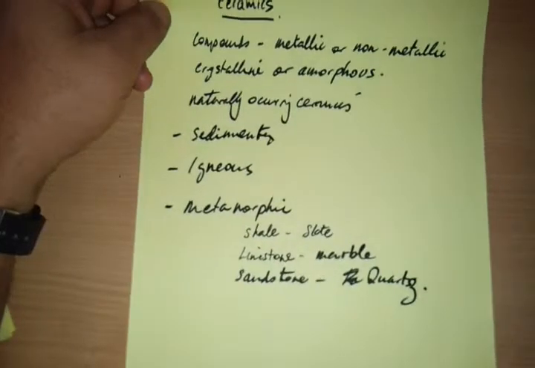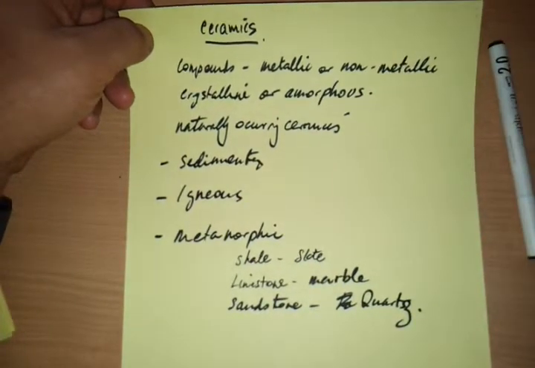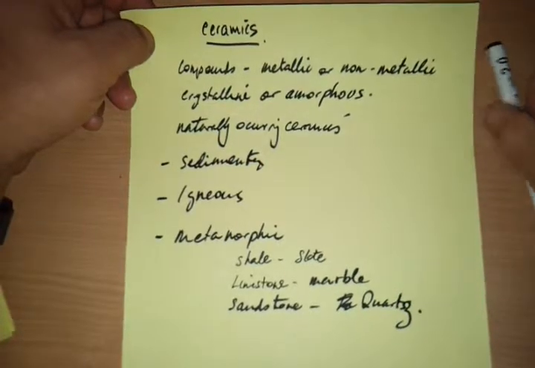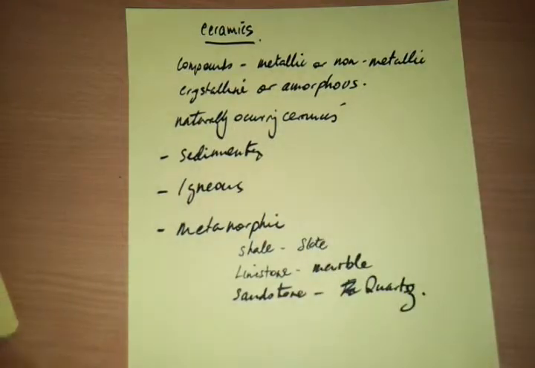Okay, welcome back. Let's talk some more about ceramics. We've gone through three different types of ceramics that occur naturally. There is another, which we'll go into now, and they are called silicates. They're basically very important because they're based on the element silicon.